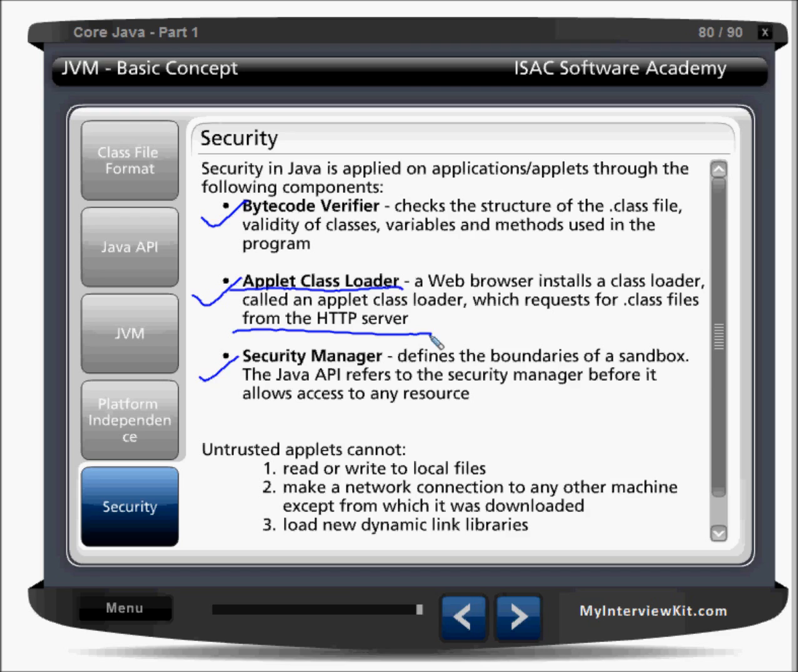Next, the security manager defines the boundaries of the sandbox. So the Java API refers to the security manager before it allows access to any resources. Even as I explained before, there's a security manager API in Java which helps us to set some security, so we need not write any programs for that. The setSecurityManager method is there which helps us to set security.